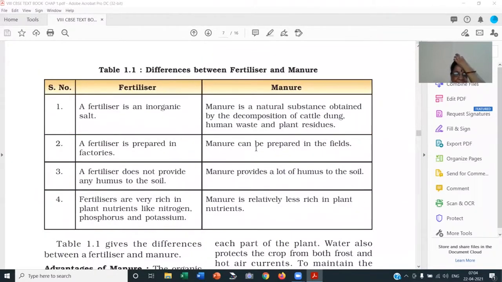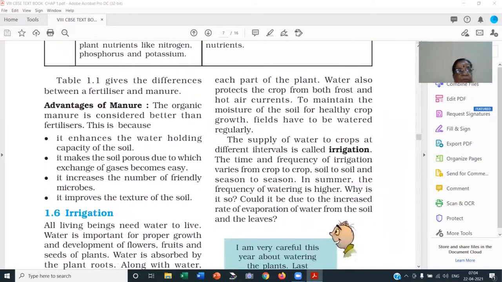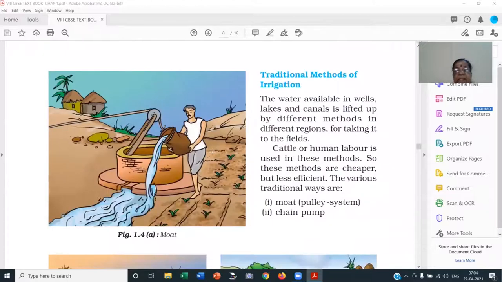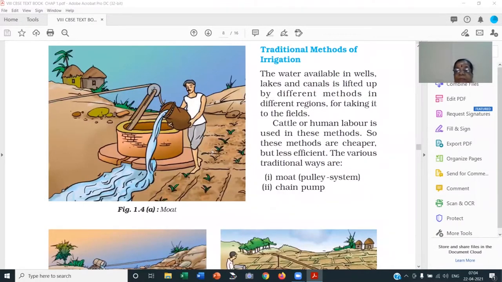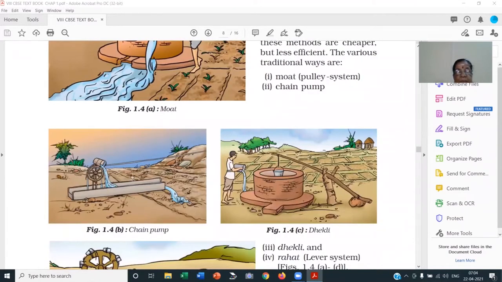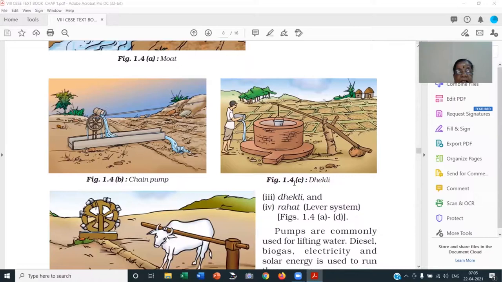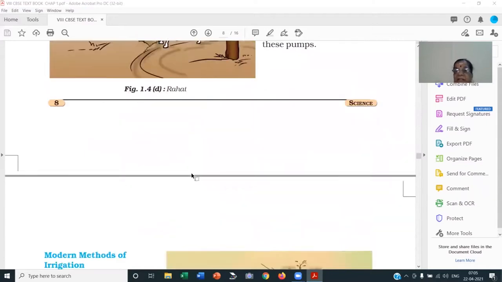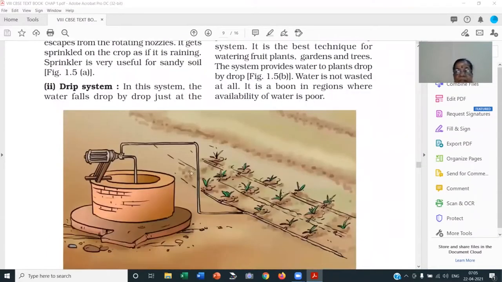We have not yet studied the differences, because in the next video session we are going to learn the differences between fertilizer and manure. Then the advantages of manure I already said. And irrigation, look at the figure: the mot, the pulley system, and the chain pump, where a big pole is fixed crosswise with a stone on one end and a bucket on the other. And the rahat, which is done with a pulley. I have already explained all this.